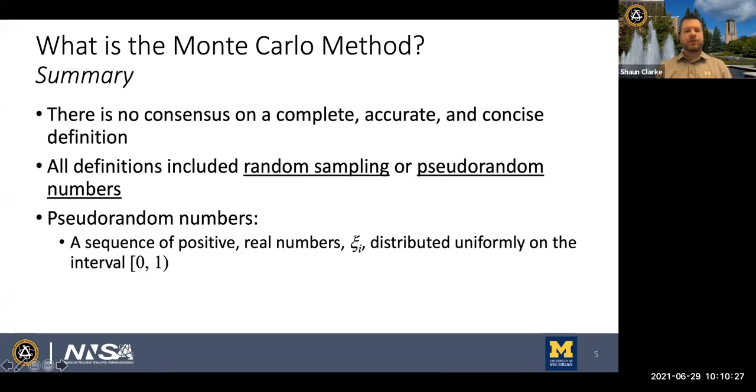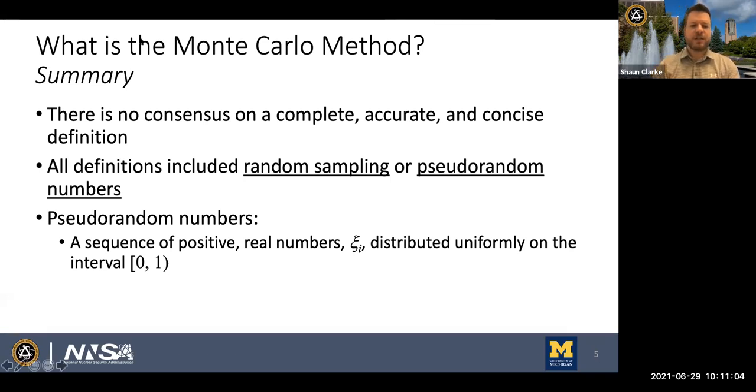So the definitions include random sampling, pseudo-random numbers, things like that. So what are pseudo-random numbers? Random numbers are truly random. Pseudo-random are not truly random, but they have a number of key properties that allow us to perform Monte Carlo calculations in a quick and efficient manner. So the definition here at the bottom is what a pseudo-random number is: a sequence of positive real numbers. They're usually denoted by the Greek letter xi, and they're distributed uniformly on the interval between 0 and 1.